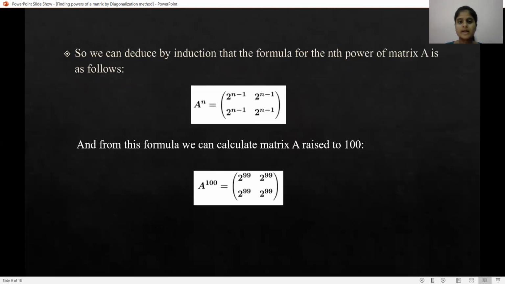So we can deduce by induction that the formula for the nth power of matrix A is as follows. A to the power n is equal to 2 to the power n minus 1 in every entry. And from this formula, we can calculate, for example, the matrix raised to 100 as A to the power 100 is equal to 2 to the power, in place of n, we substitute 100 minus 1, which is equal to 2 to the power 99.